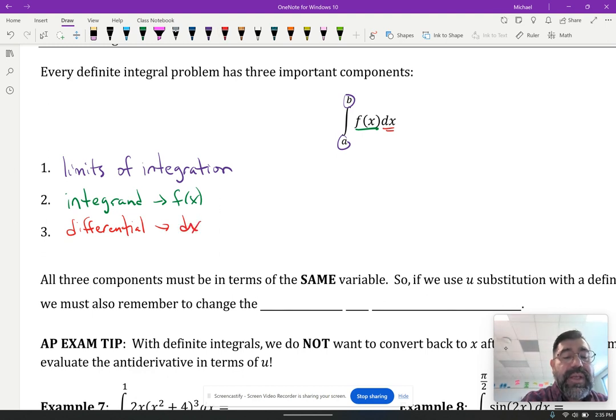The dx tells me, in a very basic sense, what variable I'm using to take the integral. But what needs to be true is that these values up here need to be in terms of x, just like this function needs to be in terms of x. So all three things need to have the same variable. And when we do u-substitution and we change the variable structure, then we also need to make sure that the limits of integration values change as well.